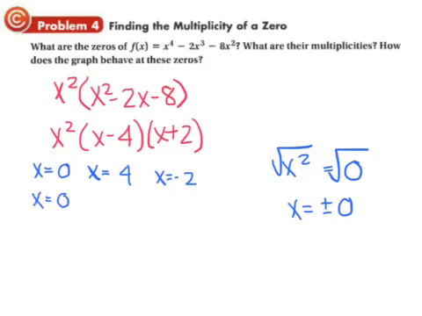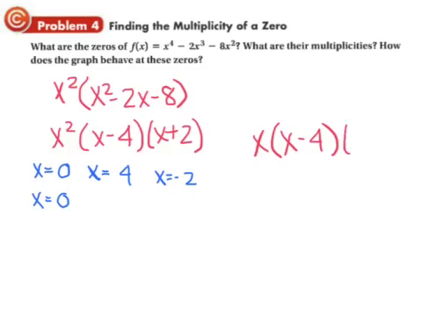This factor appears twice because it is x squared. It is not just an x, it is x squared. So we need to make sure we account for this appearing twice. Now, if we had just had x times x minus 4 times x plus 2, then we would only have 3 zeros: x equals 0, x equals 4, x equals negative 2. But because that x is squared, we need to account for 0 appearing twice. It is a repeated factor, so we have 2 zeros at 0.